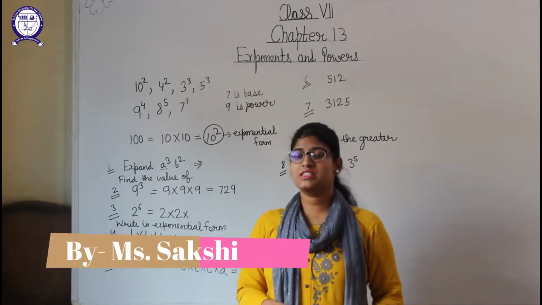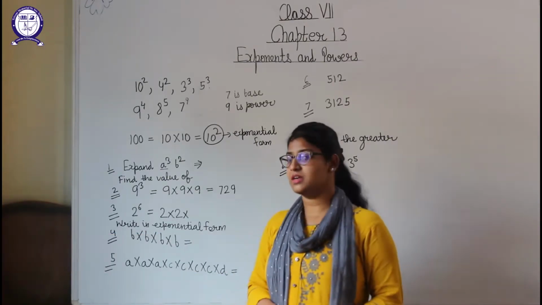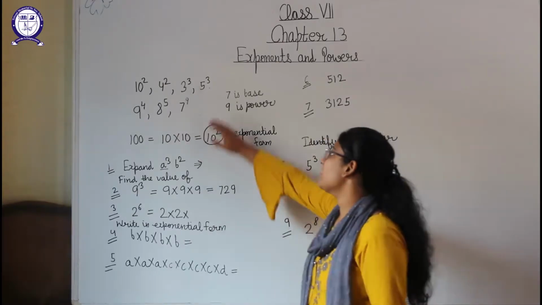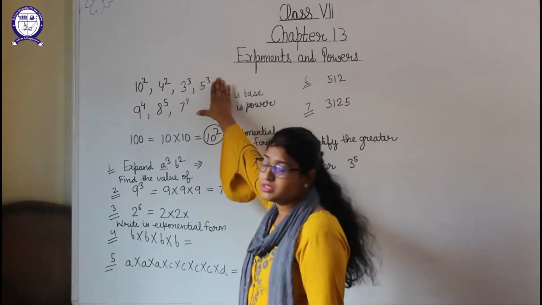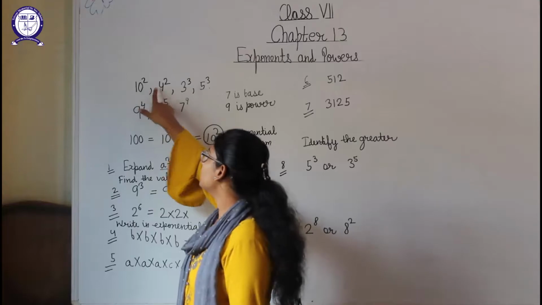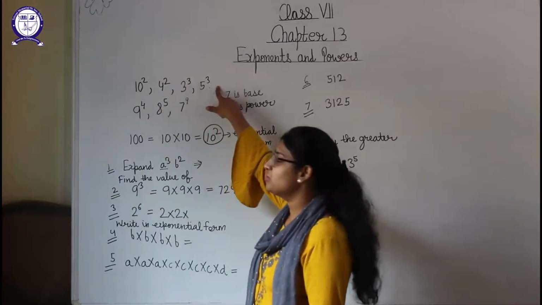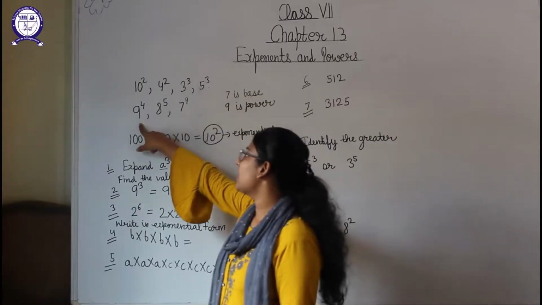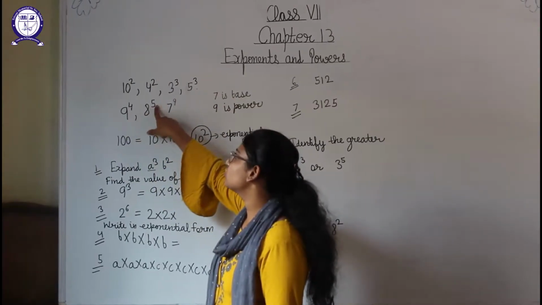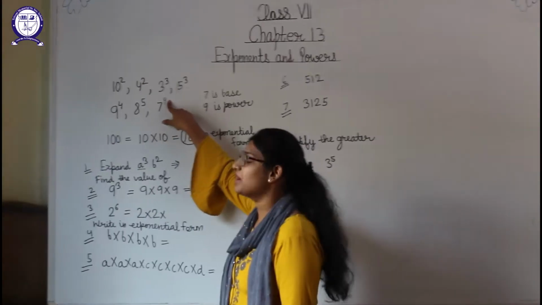Today we will start our chapter 13, that is exponents and powers. Students, you must have seen these types of numbers. What do we call 10 square, 4 square? When the power is 3, we call it 3 cube, 5 cube, like this. Here 9 raised to the power 4, 8 raised to the power 5, 7 raised to the power 9.